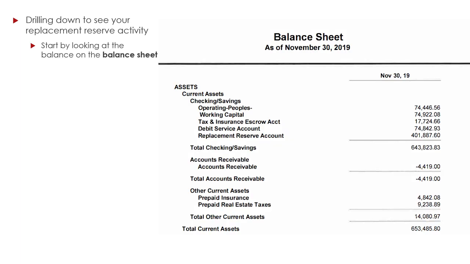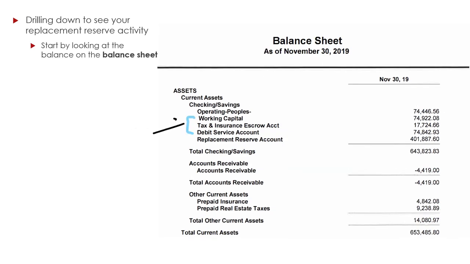You can see at the top of this balance sheet the balance of this co-op's main operating account, where rents go, where regular expenses including regular infrastructure upkeep get paid. And you can also see the co-op had a replacement reserve balance of $401,887.60 on November 30th, 2019. You can also see the balances of other reserve accounts here. I'll do another short video explaining what these are and how they work in the near future.